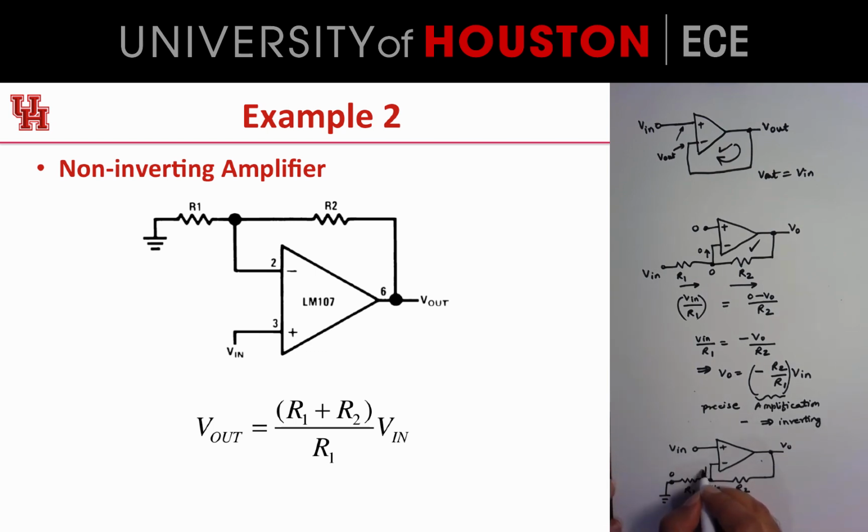And now we know that there is no current going in through this, zero current. That means all of the current that flows here will also have to flow here, right? So I can write down the current flowing this way as 0 minus V in divided by R1, which is minus V in divided by R1. And the current flowing here is V in minus V out divided by R2, right? So this should be equal to V in minus V output divided by R2.